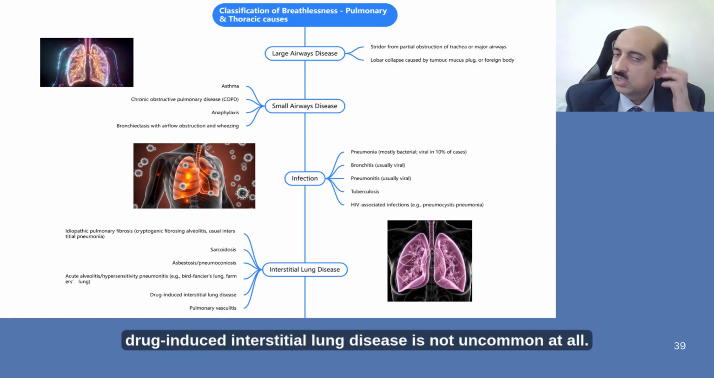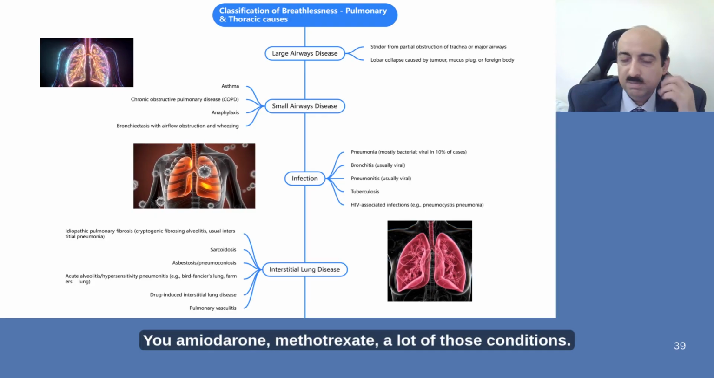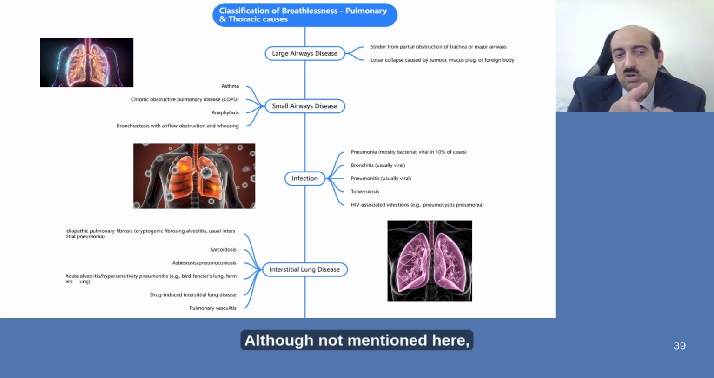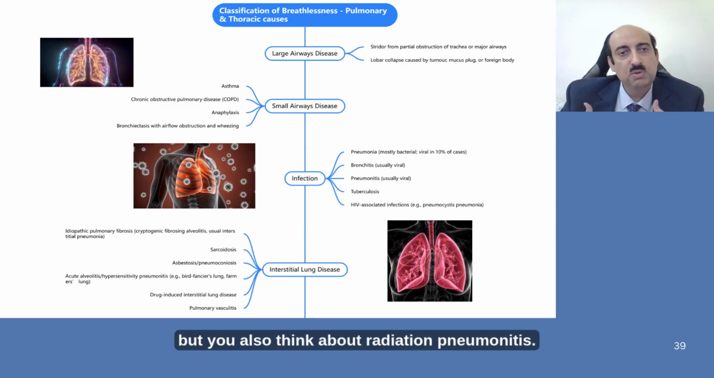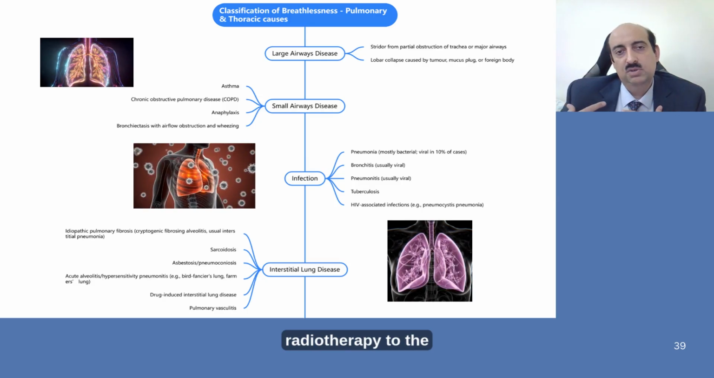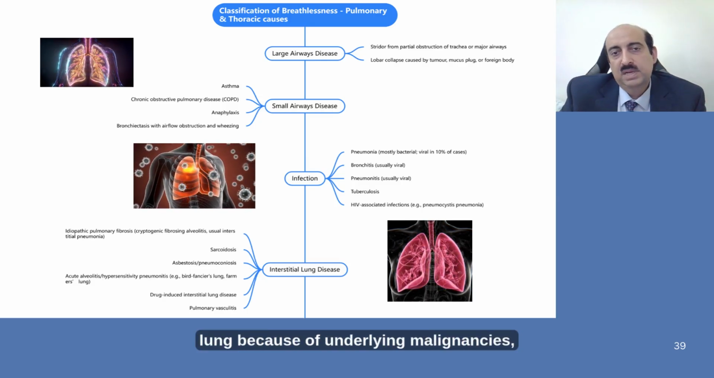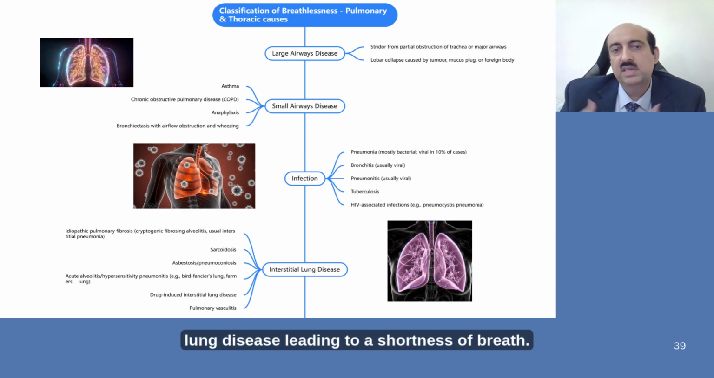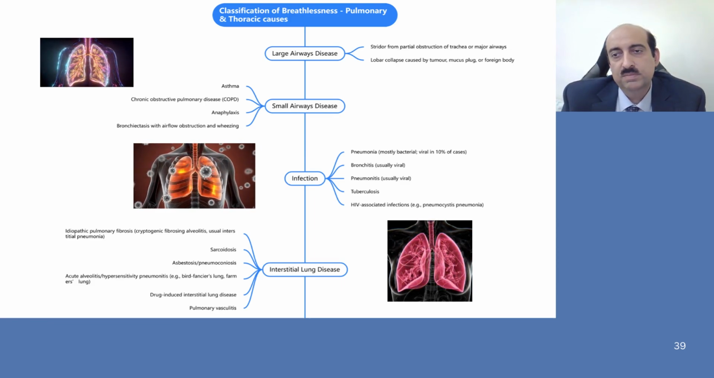Similarly, drug-induced interstitial lung disease is not uncommon at all: amiodarone, methotrexate, a lot of those conditions. Although not mentioned here, you should also think about radiation pneumonitis. Anyone with a previous history of radiotherapy to the lung because of underlying malignancies, that can also be one of the causes of interstitial lung disease leading to shortness of breath.